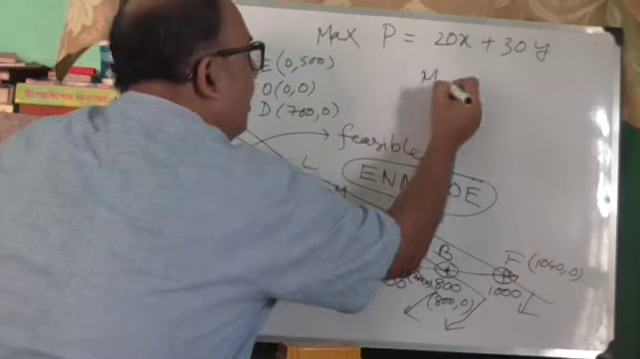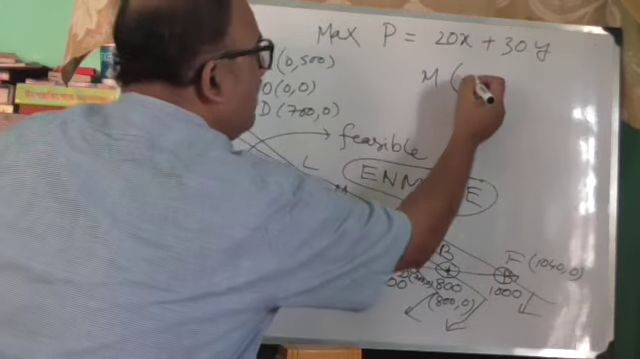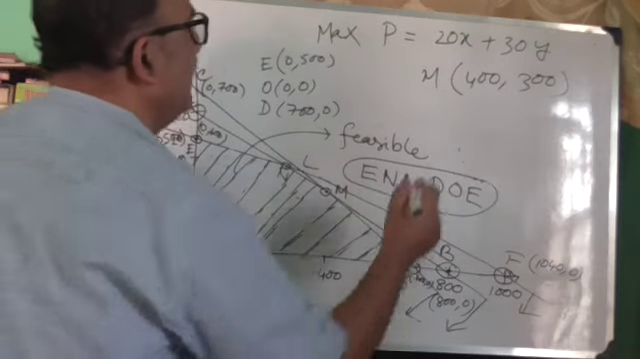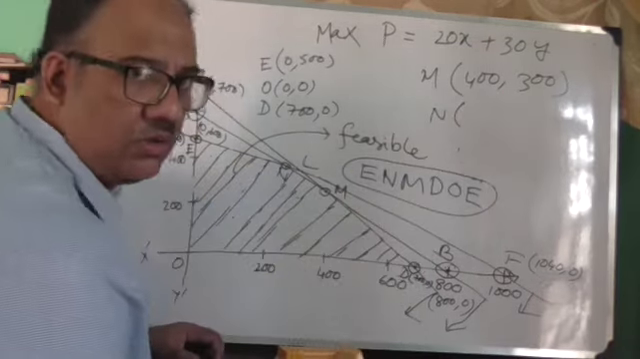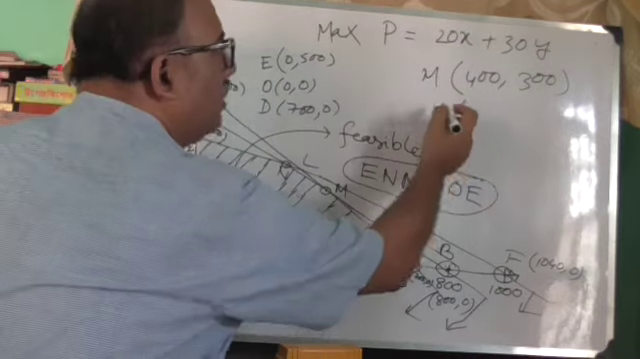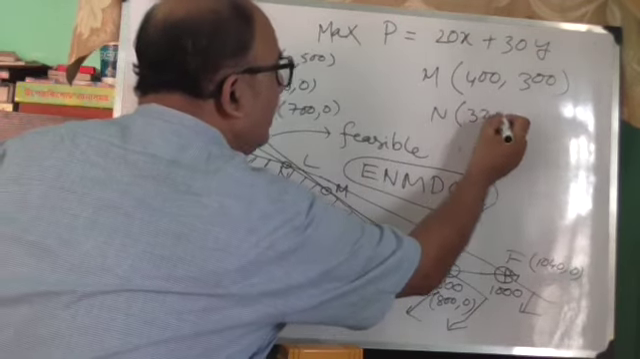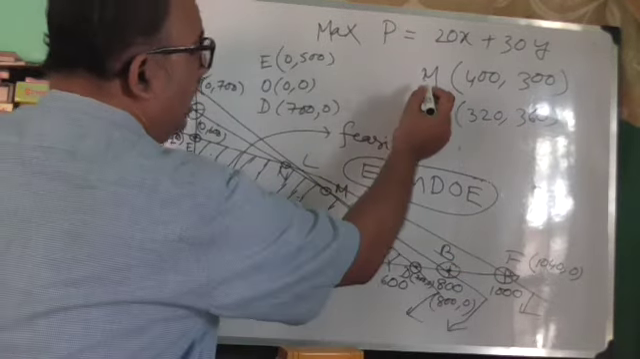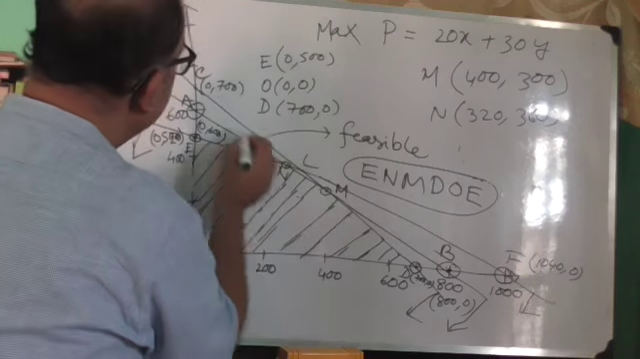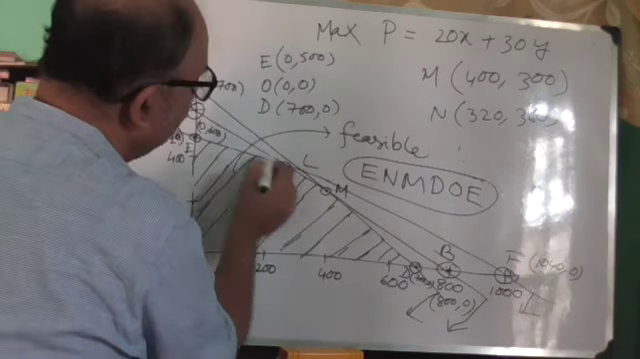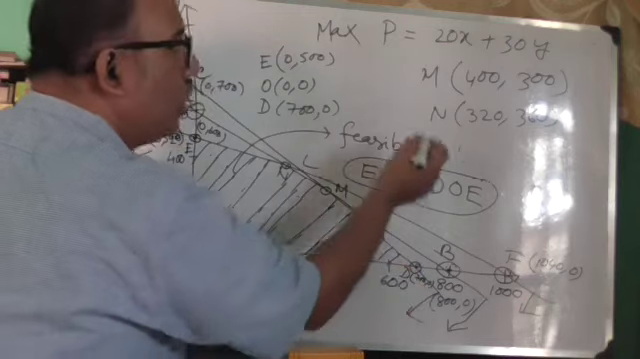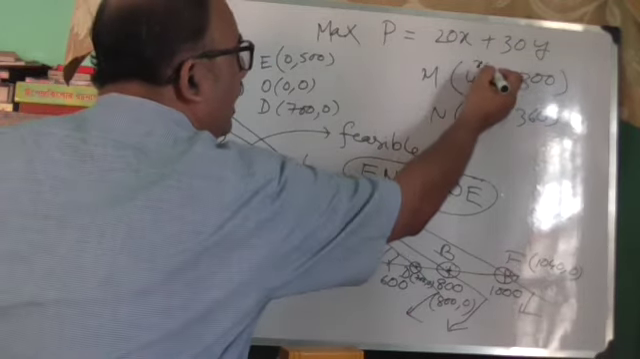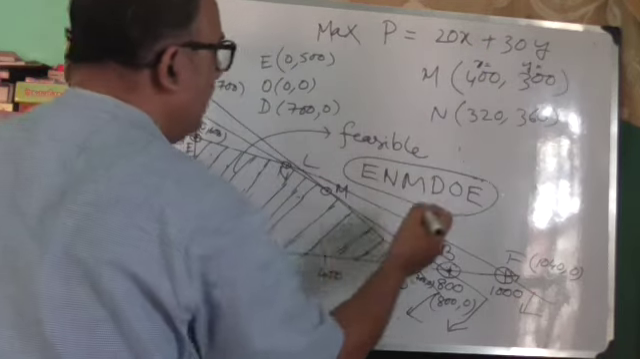we get the point M as 400, 300, and we get the point N as 320, 360. So how do we get the value of M? M is the intersection point of the straight lines AB and CD. So solving AB and CD, we get the value of M. At the point M, the value of X equals 400 and Y equals 300.